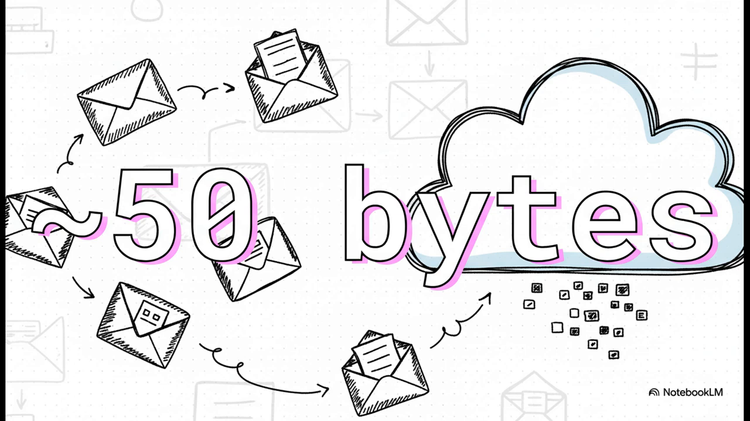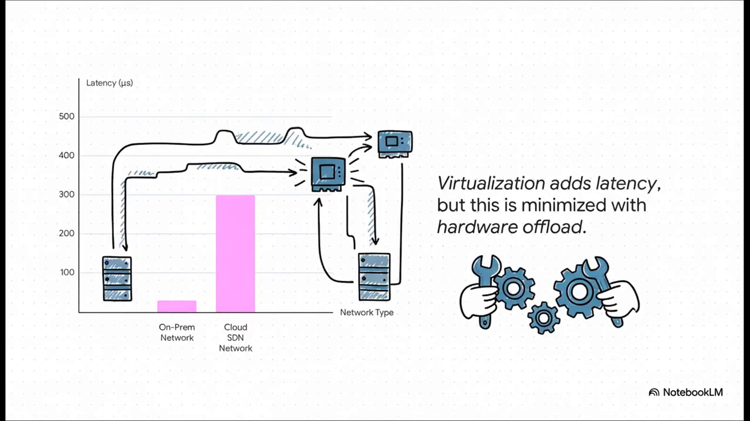Remember that virtual envelope we talked about? Well, it's not weightless. It adds a little bit of extra data to every single packet that leaves your server, around 50 bytes. We call this encapsulation overhead. It doesn't sound like much, but when you're sending billions of packets, it can add up. But don't worry, the cloud providers have gotten really, really good at managing this. You can see on this chart that virtualization does add a tiny bit of latency. We're talking microseconds here, which is millionths of a second.